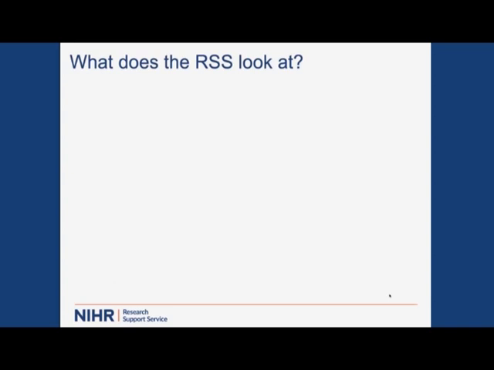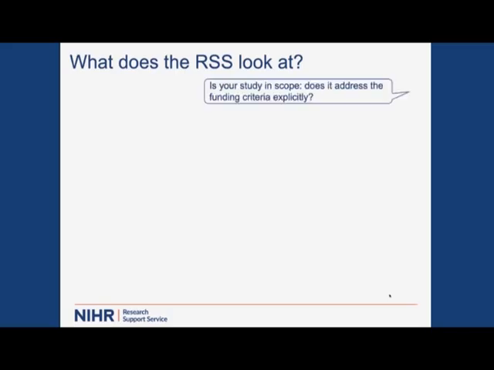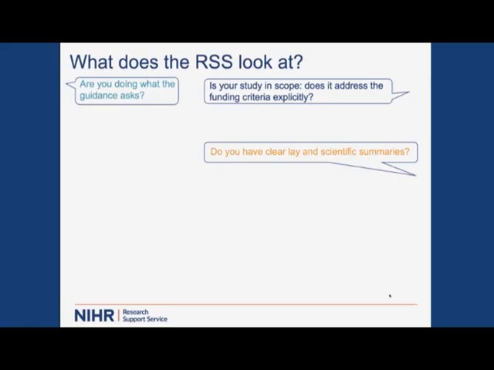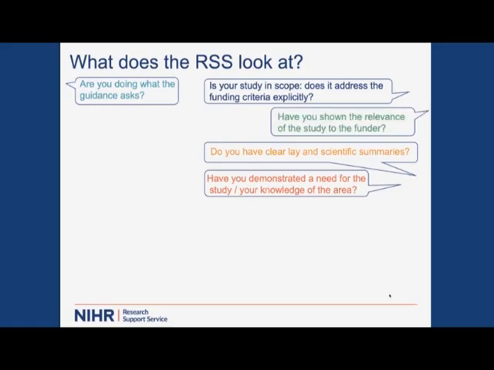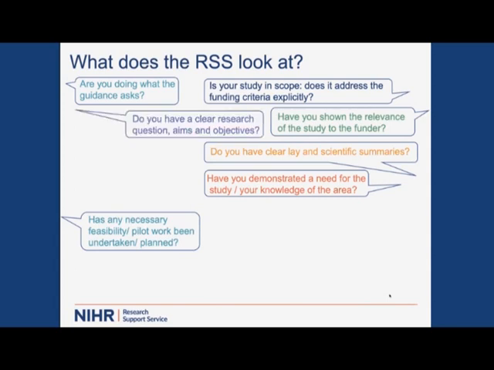So the kinds of things that the RSS looks at, these will all be very familiar from some of the talks that Sophie's been giving this week. Is your study in scope? Does it address the funding criteria explicitly? Are you doing what the guidance asks of you? Do you have clear lay and scientific summaries? Have you presented a need for the study, and have you shown that you have knowledge of the area? Have you shown the relevance of the study to this funder so that it's really compelling? And have you done any necessary feasibility or pilot work?